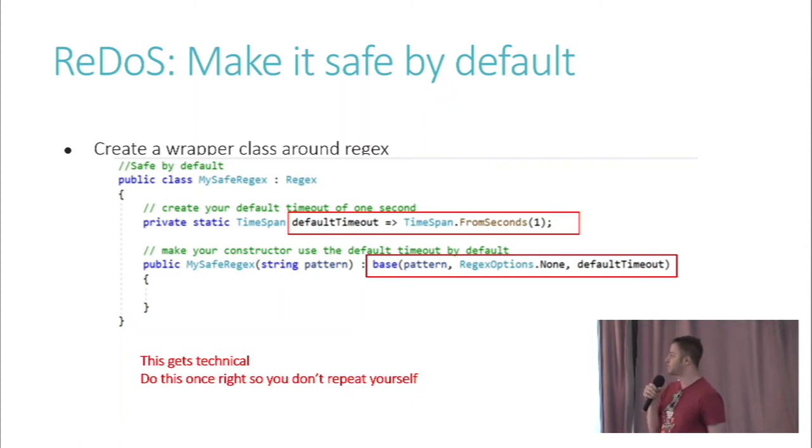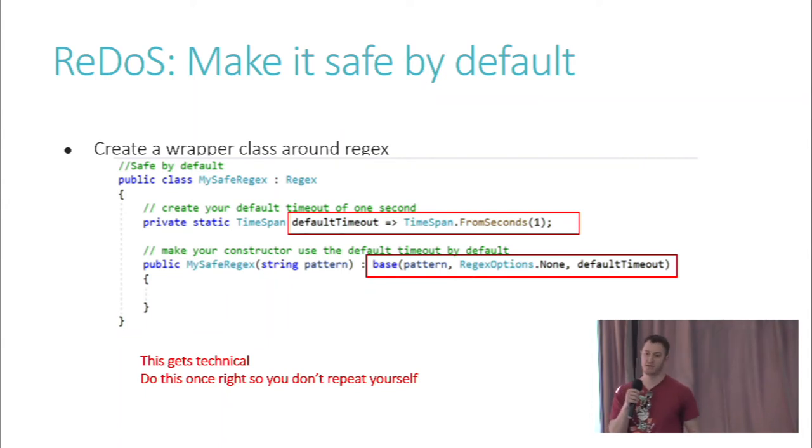If you're not super technical, don't worry about it. It's pretty simple. You say, I'm going to use the built-in regex library in our framework or, you know, Java or whatever. And then it's going to, by default, always have a time span as a timeout. So you make it 1 or 2 seconds. Very simple. Now you have the safe one.